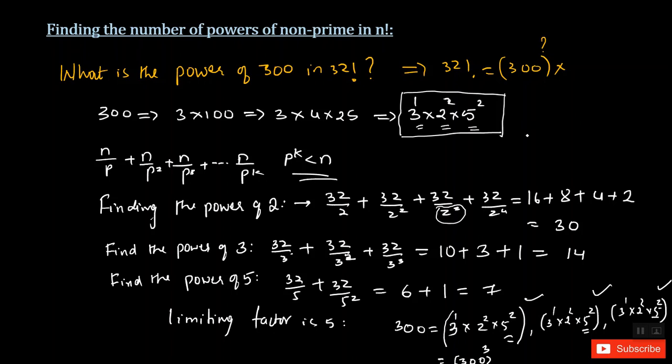So I can say this 32 factorial has 300 to the power 3. The power of 300 in this 32 factorial is 3. The question is to find what is the power of 300 in 32 factorial. The available options are 1, 2, 3, 4. So you have to go with 3, right?